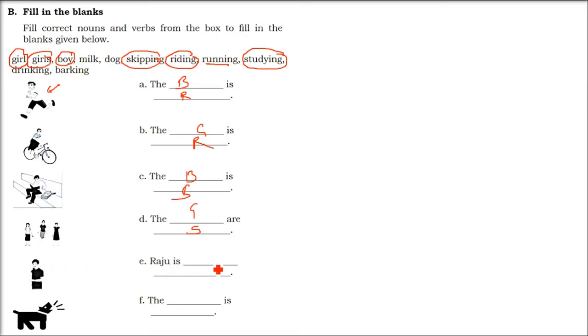Raju is drinking. But what is he drinking? He is drinking milk. Because there are two fill in the blanks. So Raju is drinking milk. Dog, the dog, it is a dog. The dog is barking. So Raju is drinking milk, and then the dog is barking. So drinking milk, barking dog. So all of them are taken. Okay.